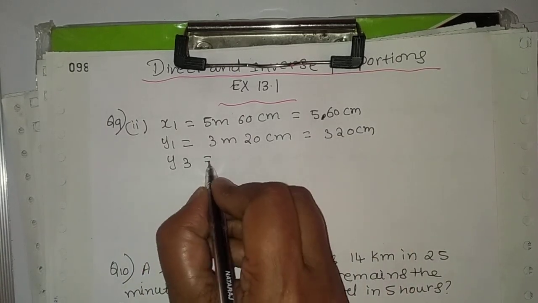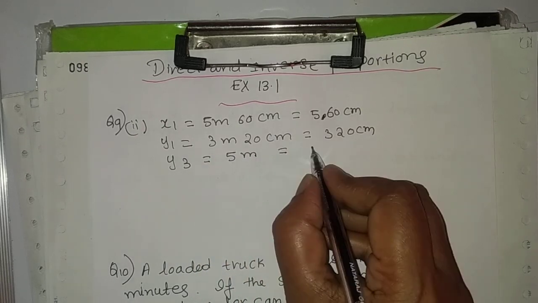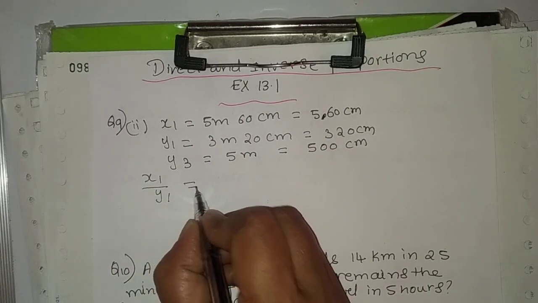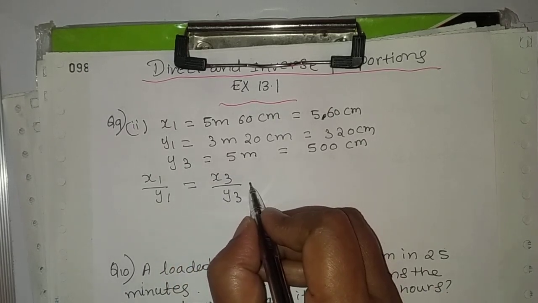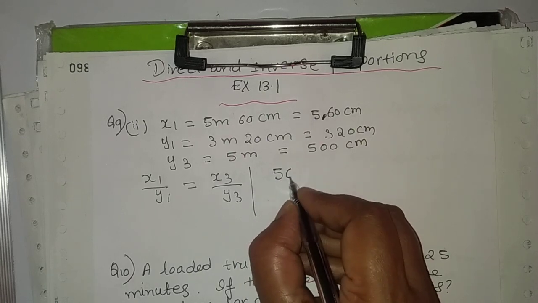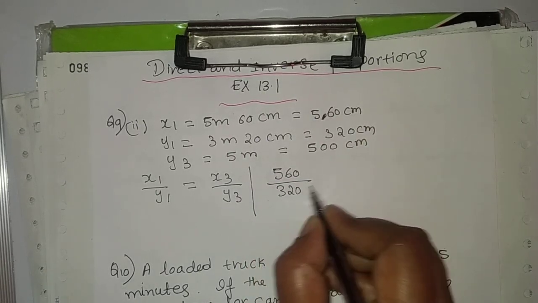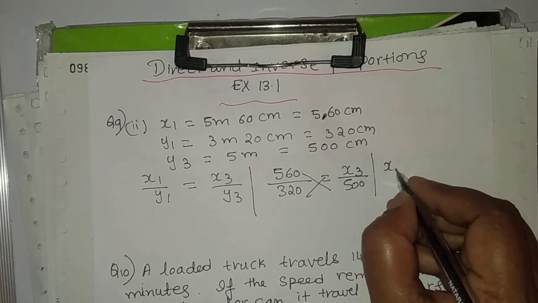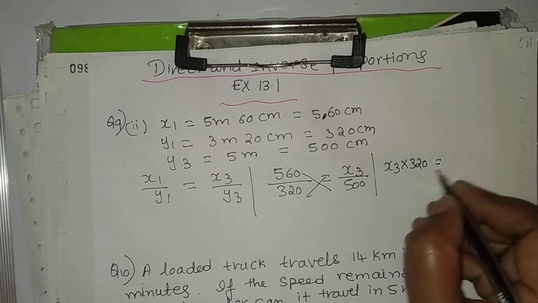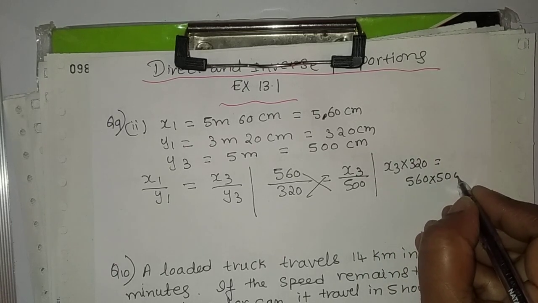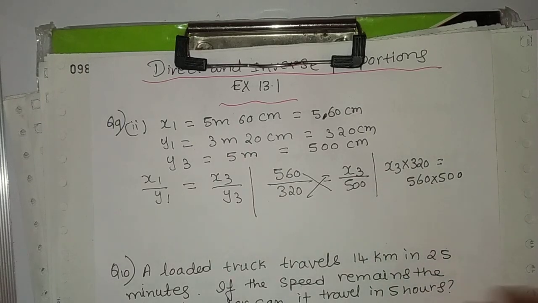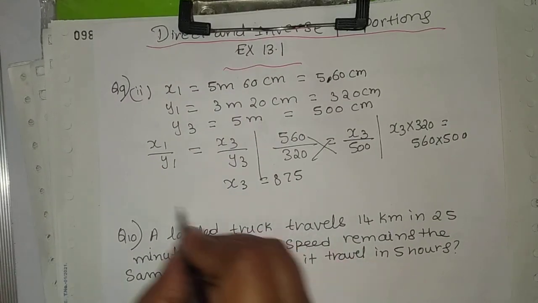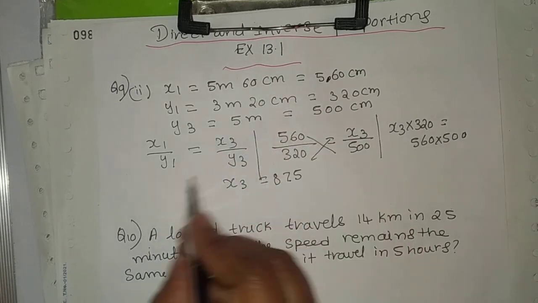So now y3, what have they given? 5 meters. So 5 meters is equal to how much? 500 centimeters. So now we'll substitute the values in the formula x1 y1 x3 y3. So 560 by 320 is equal to x3 by 500. Cross multiply this, therefore we get x3 into 320 is equal to 560 into 500. Simplify this, we get how much? That is x3 is equal to 875. So 875, and how do we have to give it? We have to keep it in the form of meters and centimeters.